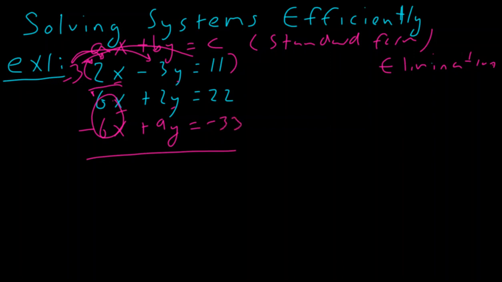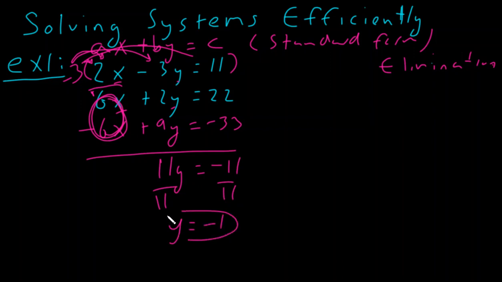Now from here, remember, we add straight down. This is what allowed us to cancel 6x minus 6x, and 2y plus 9y will give us 11y. And this will equal 22 minus 33, which is negative 11. Well, of course, we can divide both sides by 11, and y is equal to negative 1.